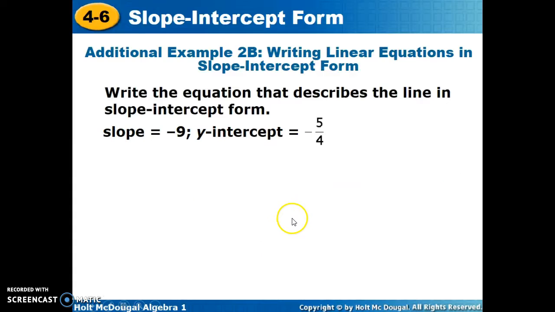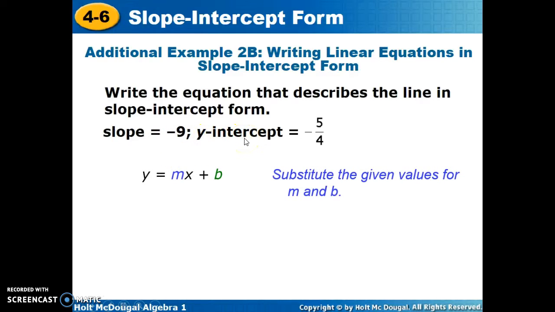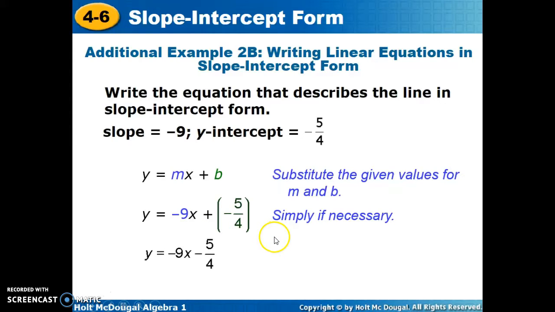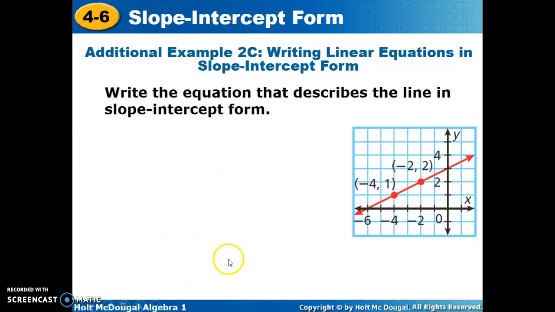Let's try it again. Write the equation that describes this line in slope-intercept form. We have a slope of -9 and a y-intercept of 5/4. Substituting those values back into our simple form of the equation, y equals -9x minus 5/4. And we're done. Couldn't be easier. And now you guys think back. If we were to graph this line, we're going to plot our y-intercept first and then use our slope to get to the second point to graph.